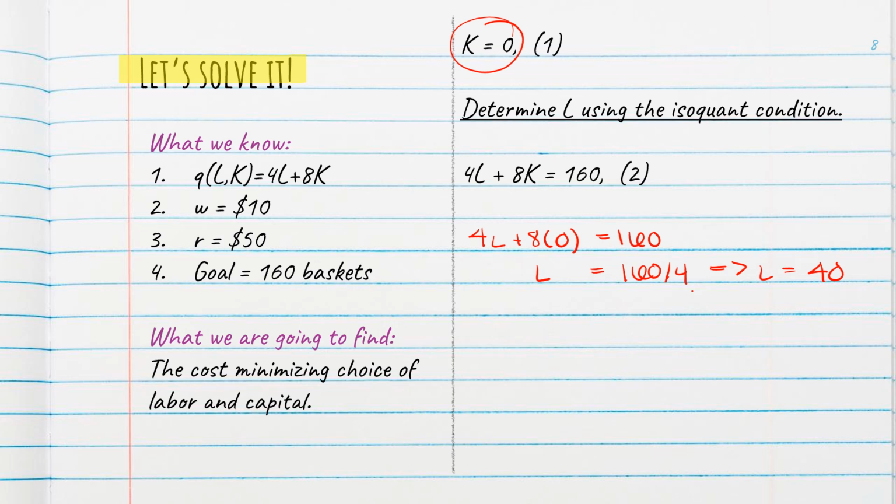So using those ratios of marginal product of labor over wage, comparing it to the marginal product of capital over the rent, we identified that only labor should be used. Once we knew that, we wrote down that isoquant condition and we said to ourselves, what has to be true? We need to produce 160 units. And then we figured out how much labor we had to hire in order to do so. Finally, we've concluded that the cost minimizing input choices are 40 units of labor and 0 units of capital.